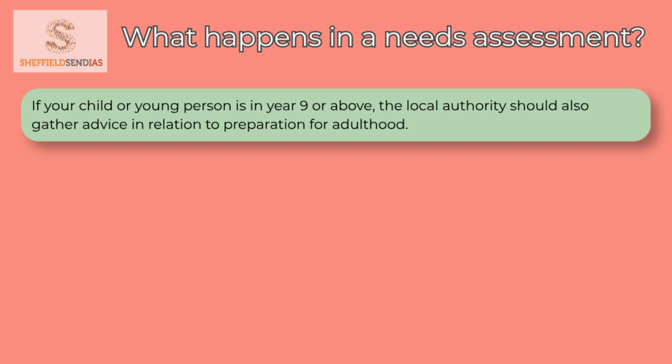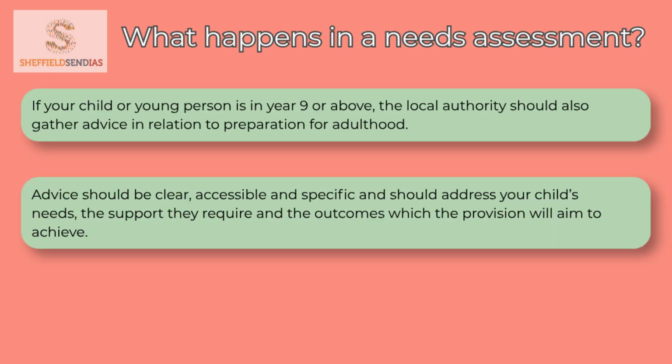If the child or young person is in year 9 or above, the local authority should also gather advice in relation to preparation for adulthood. The advice provided by professionals should be clear, accessible and specific. It should address your child's needs, the support they require and the outcomes which this provision will aim to achieve.